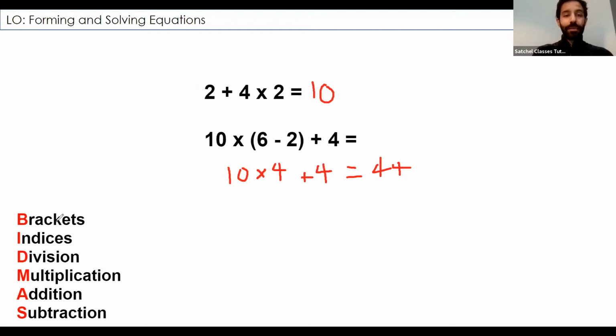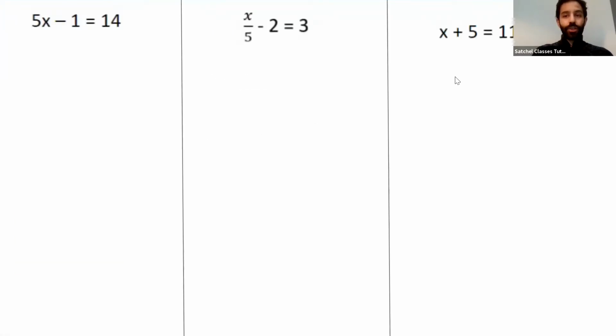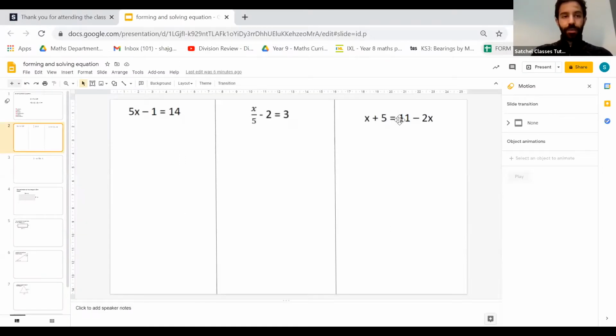Now, this is quite important to understand when you're solving equations. So if I just move on to the next slide and clear all my drawings. All right, so now we have equations that we need to solve. And I think it might be a little bit difficult for you to see the one over here, so I'm just going to bring it down a little bit. Do apologize.